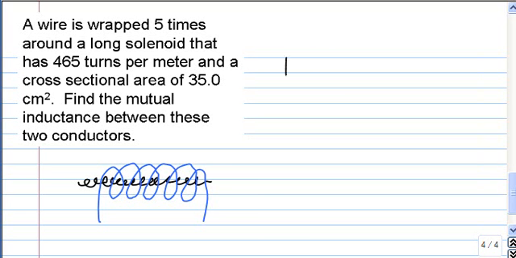Before doing so, let's write down the expression for mutual inductance. Mutual inductance is defined as the number of turns for one of the conductors, in this case the wire, times the flux through at least one loop of that conductor, divided by the current through the other conductor. So in this case, number 2 would be the wire loop, and number 1 would be the solenoid.